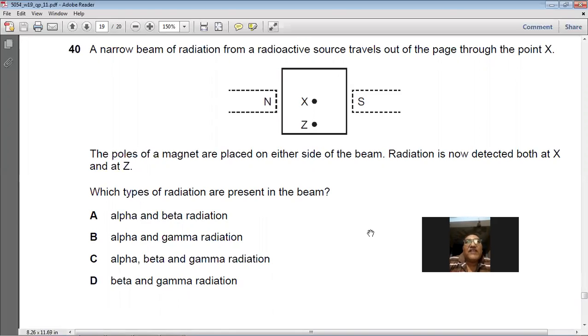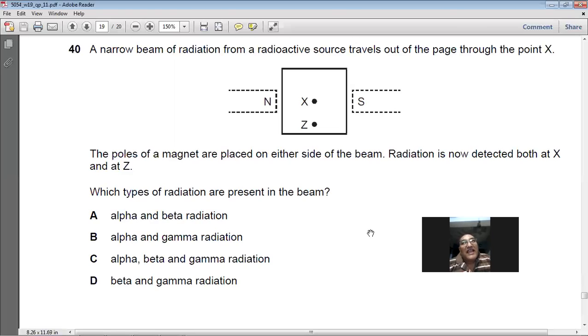So you see the radiation, when there was no magnetic field, the radiation was coming out at point X. But when you applied the magnetic field, the radiation was coming through 2 points, one at X and one at Z. So it means there are 2 kinds of radiation. One is the kind of radiation which is not being affected by the magnetic field. So which radiation is not affected by the magnetic field? Gamma rays. Gamma rays are not affected by the electric field and the magnetic field. So the one radiation which is definitely present and which is coming at point X after applying the magnetic field is gamma rays.